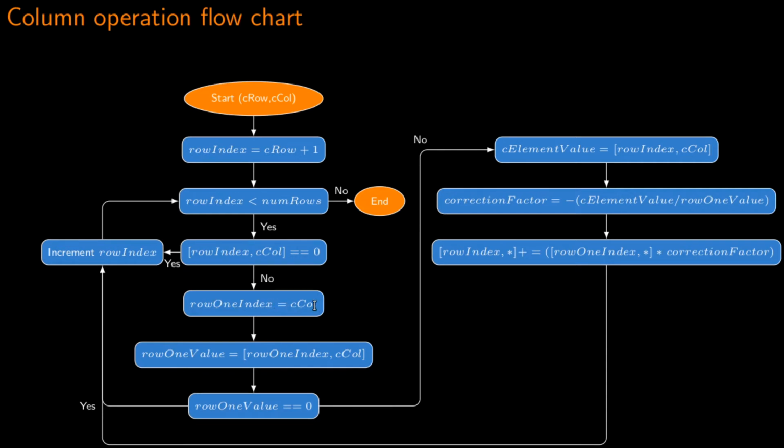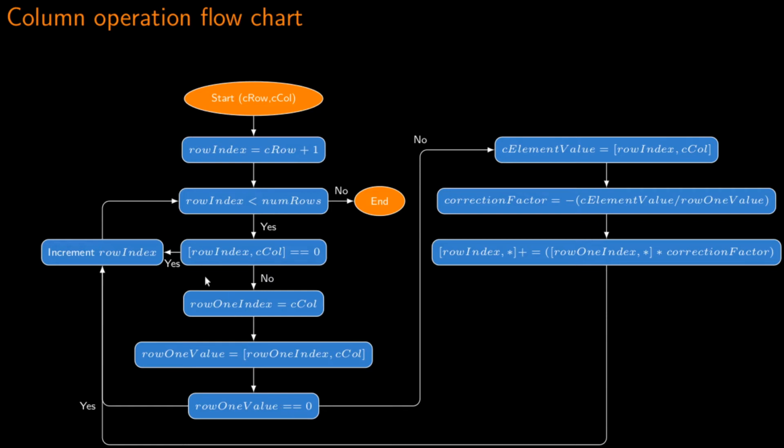We simply set that equal to C col. So row 1 index is simply going to go along the corresponding leading element for this particular row. Then we set row 1 value equal to the element of the matrix given by row 1 index, C col. And if that's equal to 0, we don't do anything because we can't work with that.